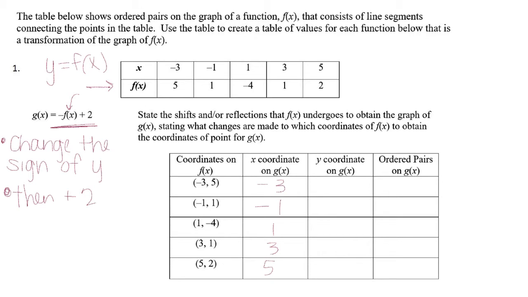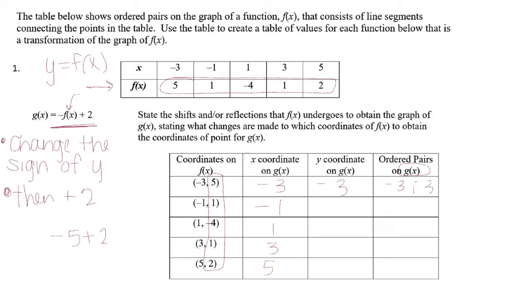So let's go through and look. What are all my y values? Well, right here are all of those f of x values. That again is also what's written through here. So let's go through and change the sign of y and then add 2. So if I change the sign of 5, that becomes -5. And then if I add 2 to that, that becomes -3.